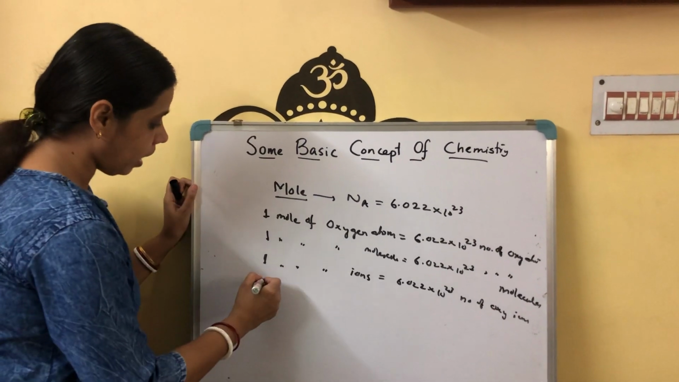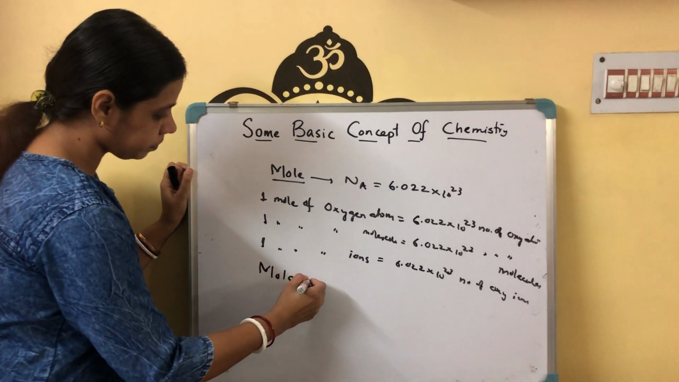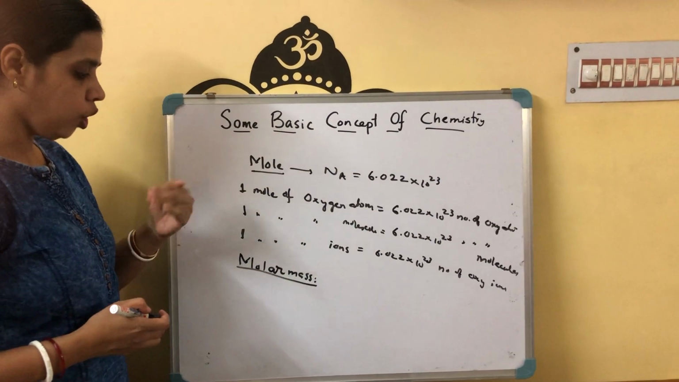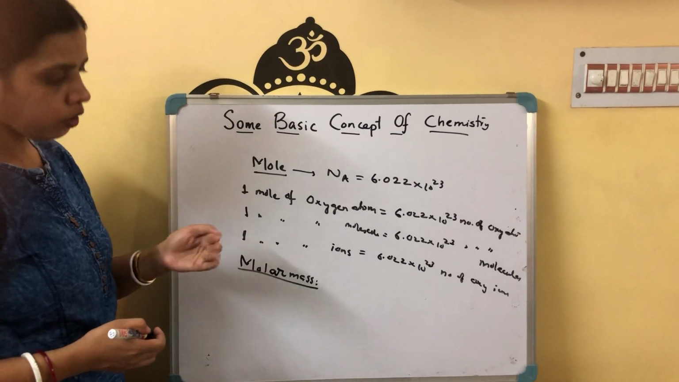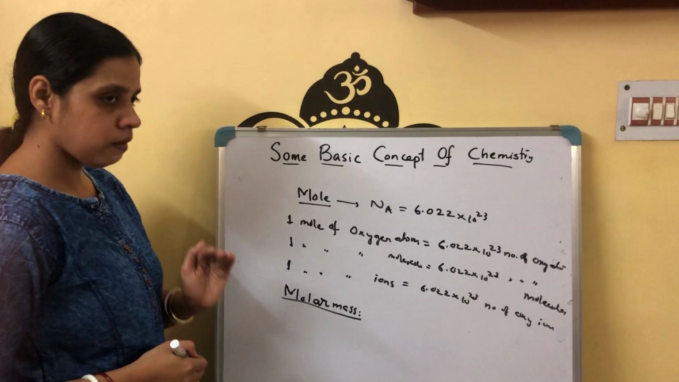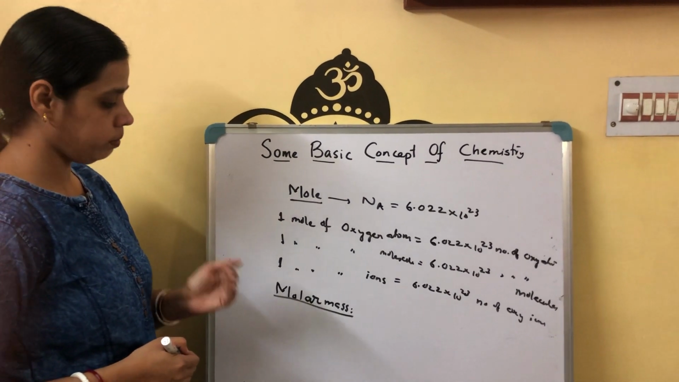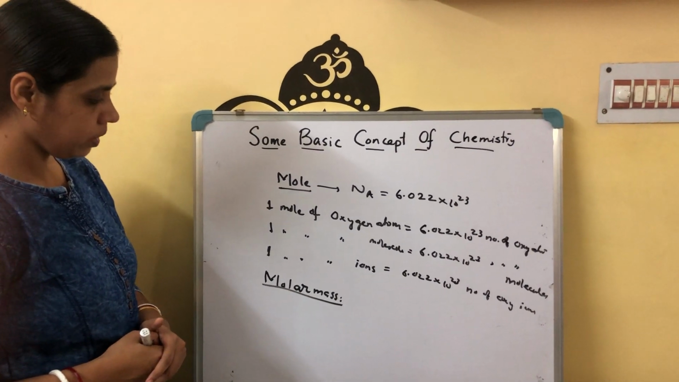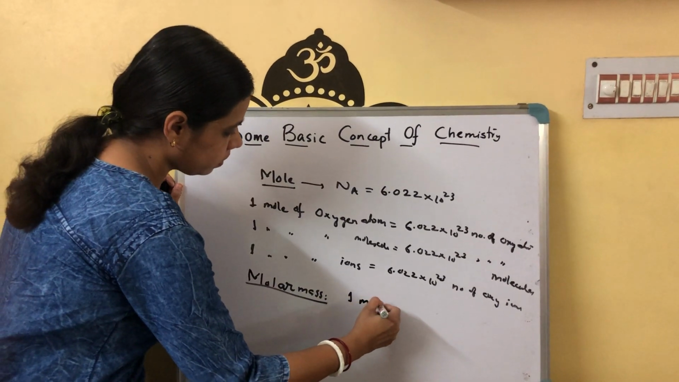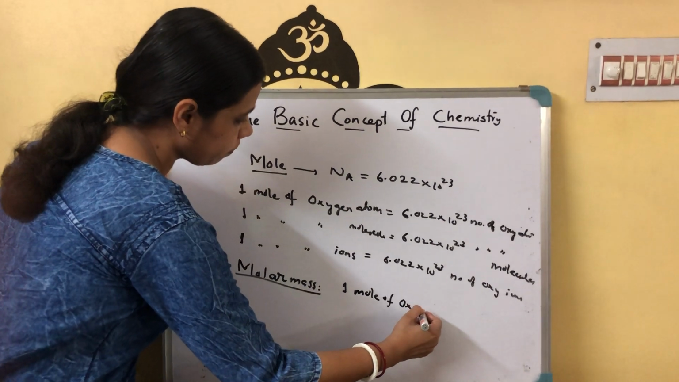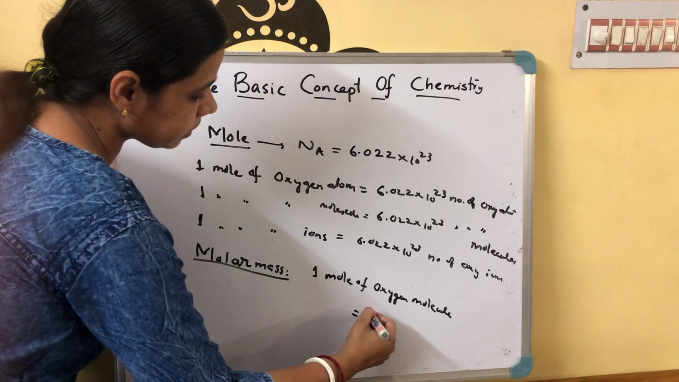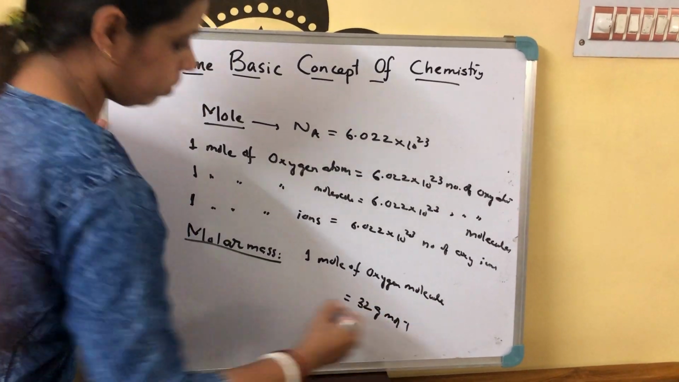Now I explain molar mass. What is molar mass? The mass of 1 mole of atoms or 1 mole of molecules is called molar mass. And for 1 mole of oxygen molecules, I write 32 gram per mole.